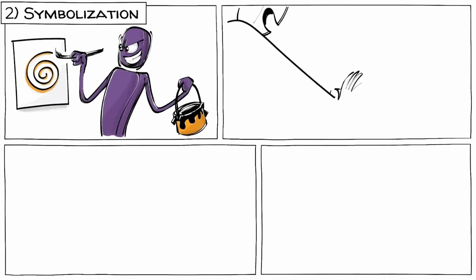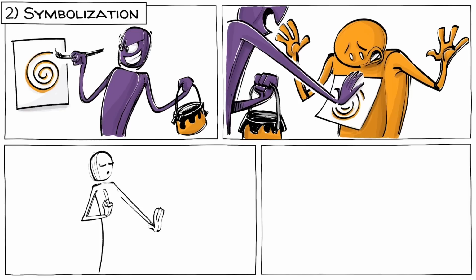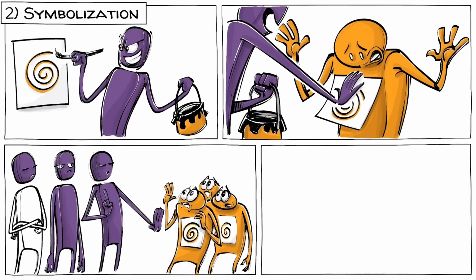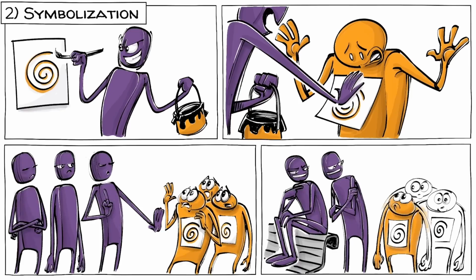The second stage is symbolization. This involves assigning symbols or names to members of the other group. The goal here is to split the society and make it clear who belongs to who.